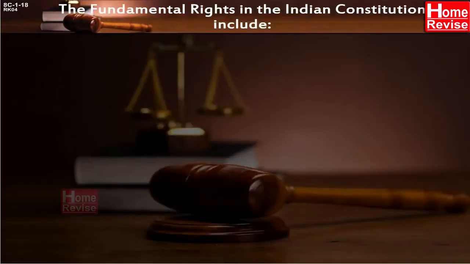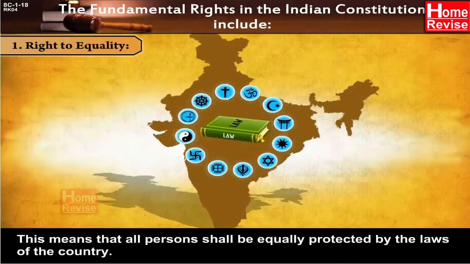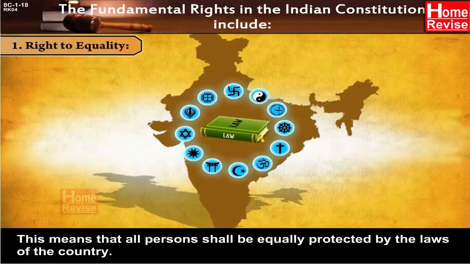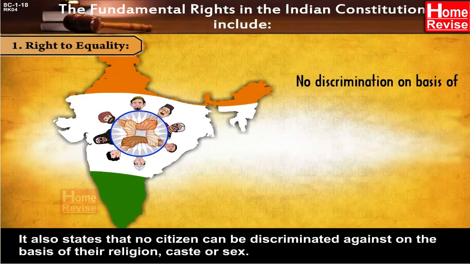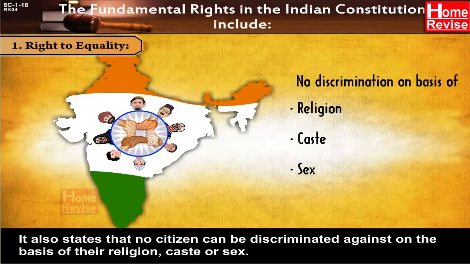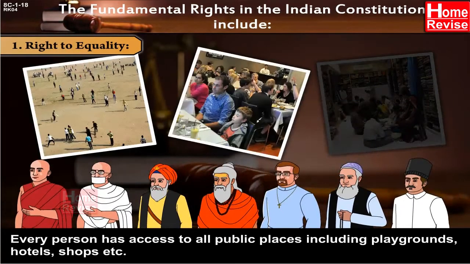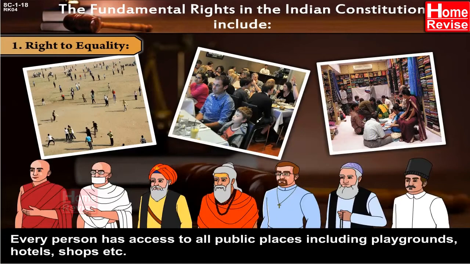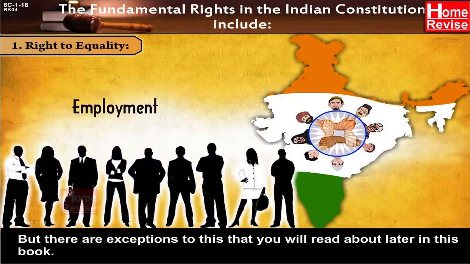The fundamental rights in the Indian Constitution include 1. Right to equality. All persons are equal before the law. This means that all persons shall be equally protected by the laws of the country. It also states that no citizen can be discriminated against on the basis of their religion, caste, or sex. Every person has access to all public places, including playgrounds, hotels, shops, etc. The state cannot discriminate against anyone in matters of employment, but there are exceptions to this that you will read about later in this book.